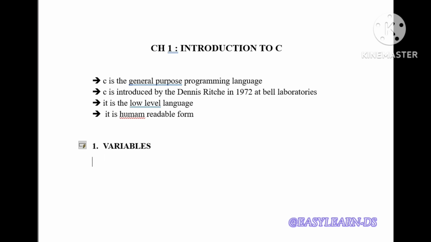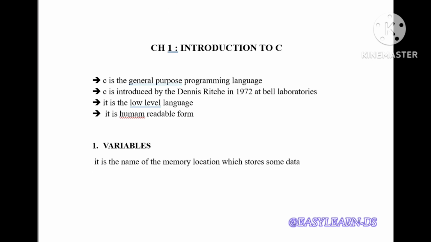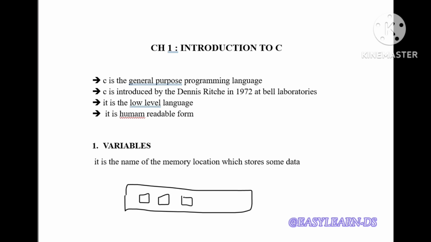A variable is nothing but a location where we can store the data. It is a named memory location, right? Let us see an example. Assume this is a memory. In memory we have some slots where we are able to store the data that we want to store in the memory location.